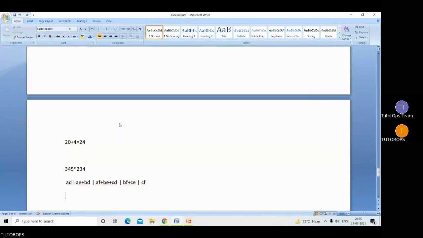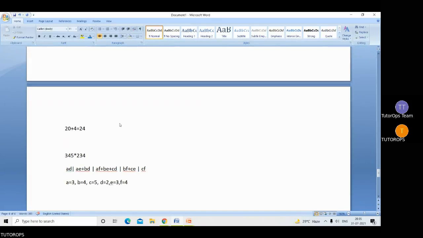What is A here? I am mentioning all digits. A is 3, B is 4. Remember, this is just digit breaking. So C will be 5. Again, D will be 2. E will be 3. And F will be 4. Now, AD will be 3 into 2, that is 6. Then AE plus BD. What is AE? 3 into 3, that is 9. Plus BD will be 4 into 2, that is 8.